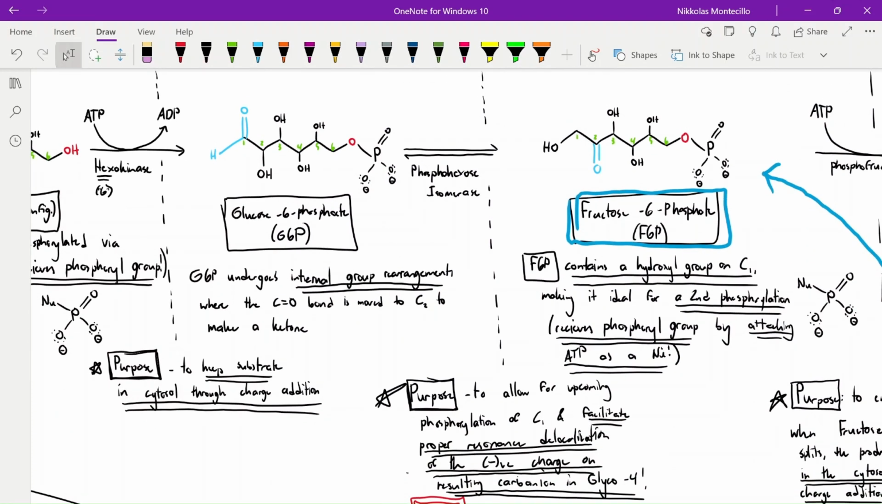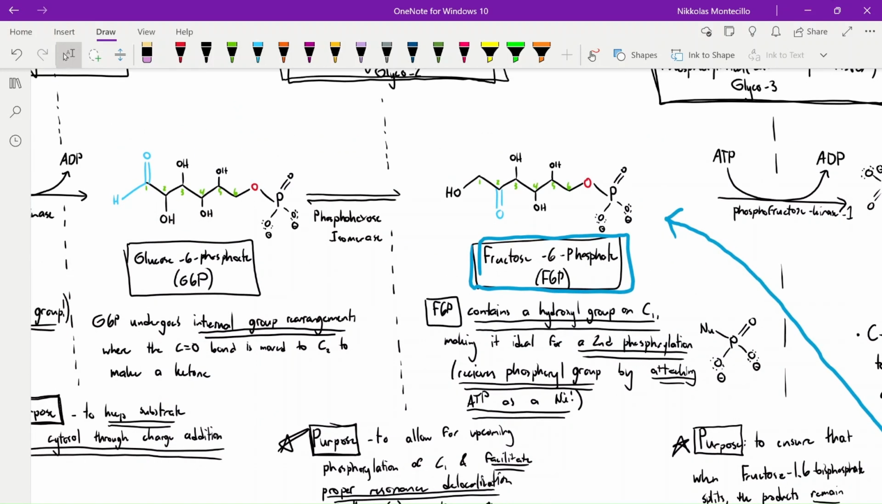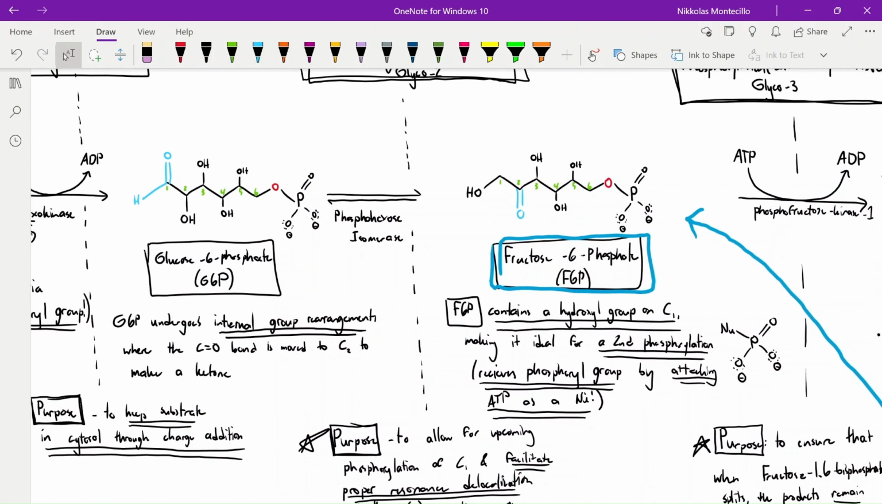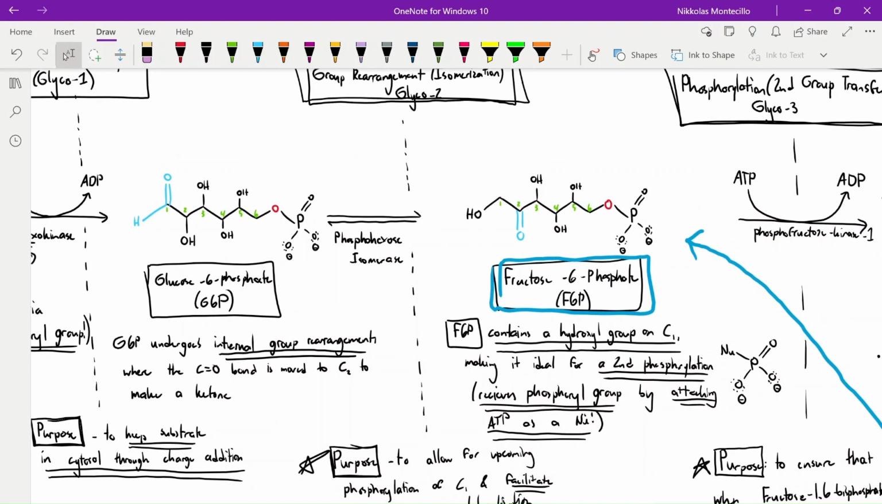Now the purpose of converting glucose 6-phosphate to fructose 6-phosphate is to allow for upcoming phosphorylation of carbon 1, to facilitate proper resonance delocalization of the negative charge on the resulting carbanion in Glyco 4. So just keep in mind that the key idea here is that the primary purpose right now is to phosphorylate carbon 1 on fructose 6-phosphate for later purposes.